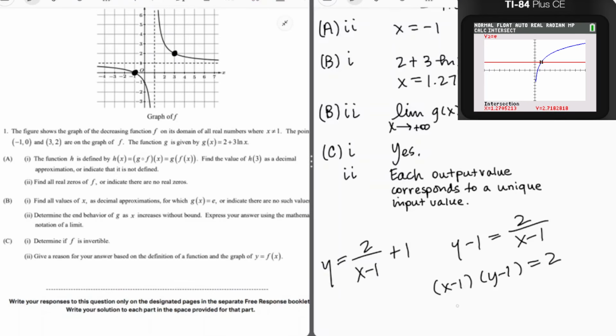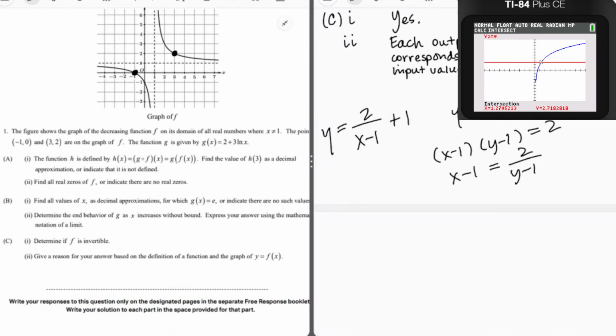Okay, this would be a little bit unpleasant. And then we could solve for x eventually. I'm really running out of room here on this sheet. I guess I could just keep going.